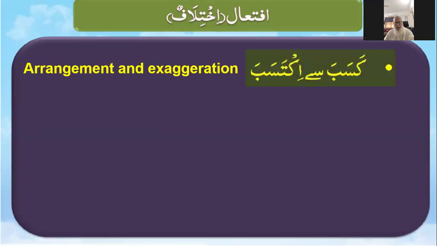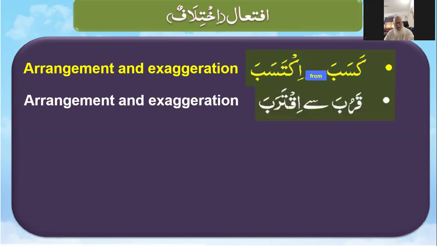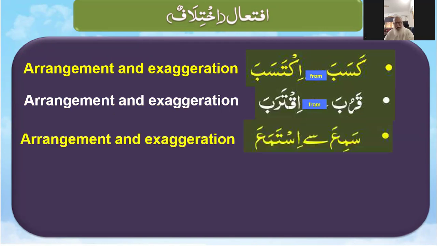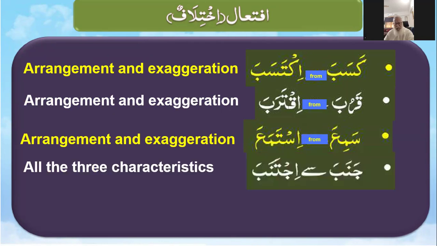Examples are from kasaba, iktasaba. Arrangement and exaggeration meanings are found in it. From karuba, iktaraba. Arrangement and exaggeration. Sami'a, istama'a. Again, both characteristics are found. From janaba, ijtanaba. These have all three characteristics of this verb.